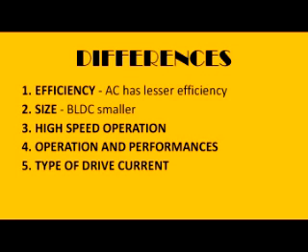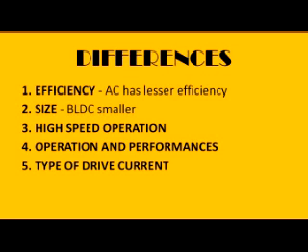And the last one is difference in operation and performance. In BLDC motors, the stator coils are wound trapezoidally, and the back EMF produced has a trapezoidal waveform. Because of that, direct current is required in order to get the best performance from BLDC motors. While AC motors are wound sinusoidally and produce a sinusoidal back EMF, so they require sinusoidal drive current in order to achieve the best performance.